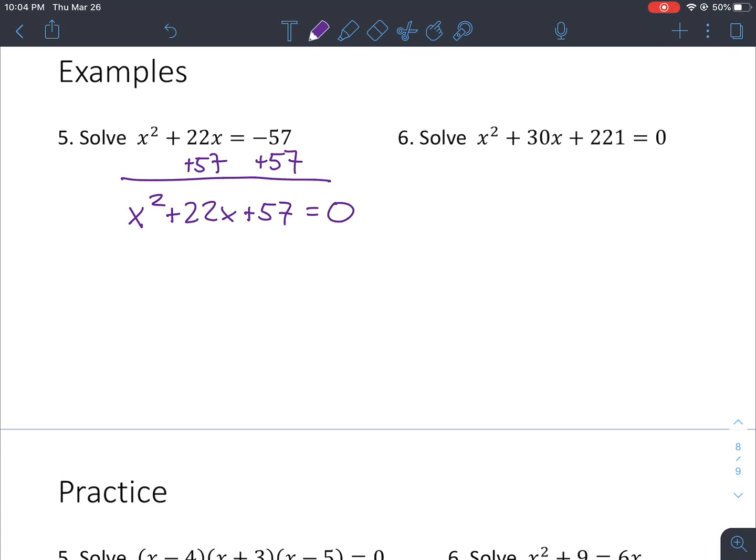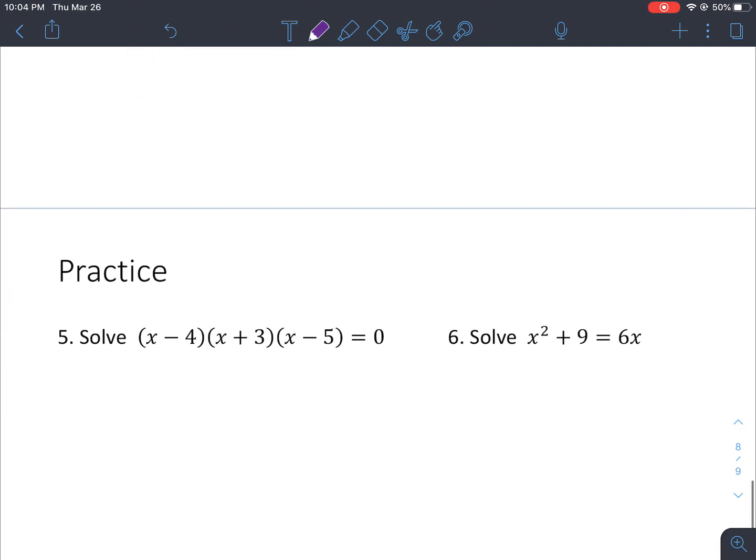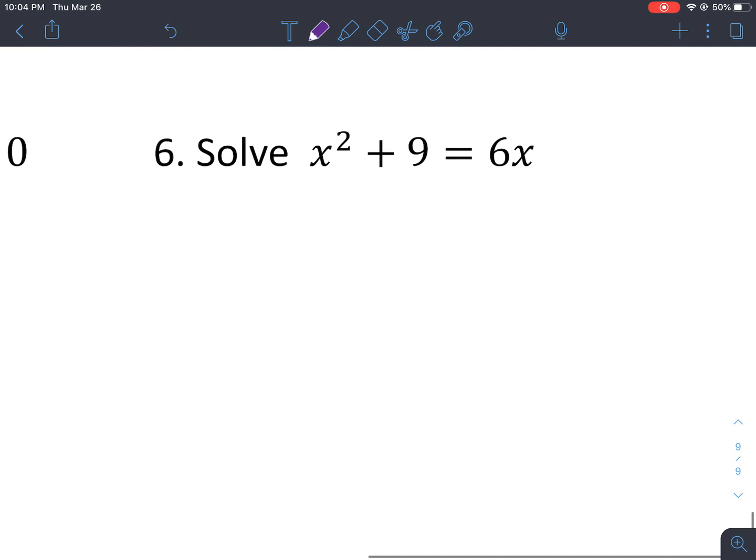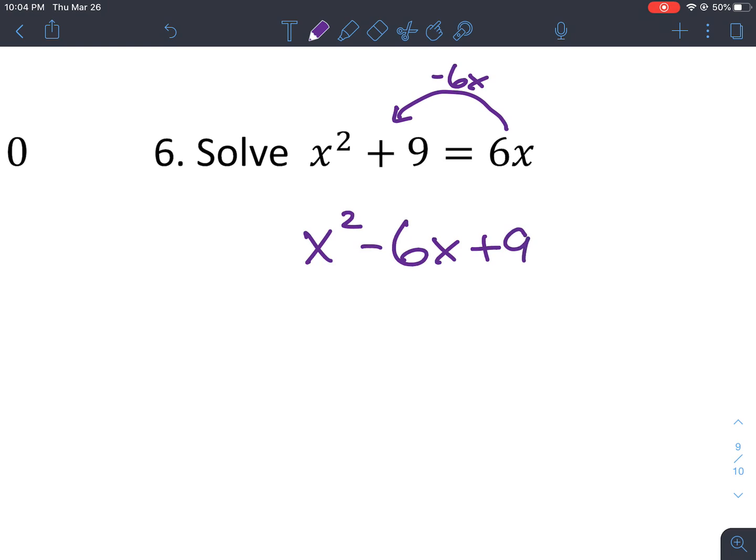Again, in order to save some time, we'll stop there, but I just wanted you to see that extra step. Same thing here in number 6. We can see that we don't have 0 by itself on the right side of the equation, so I'd want to bring this over here by subtracting it. X squared minus 6x plus 9 equals 0. Notice I put those in standard form, highest exponent to lowest exponent.